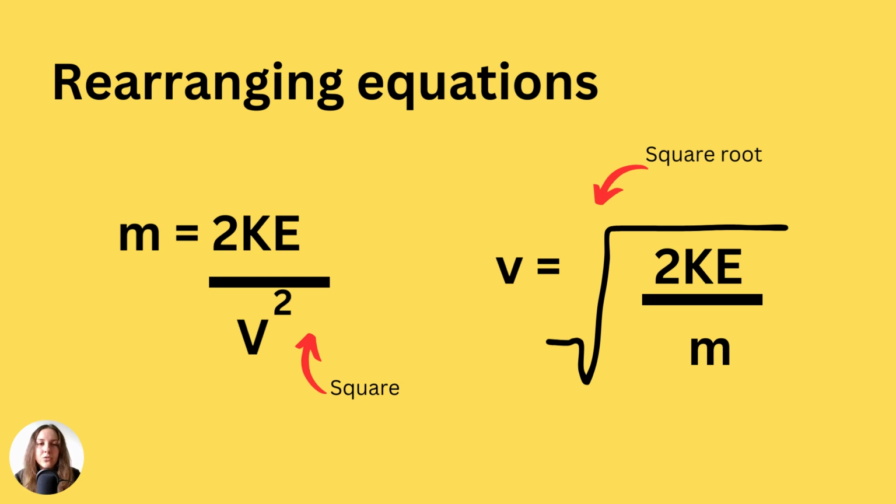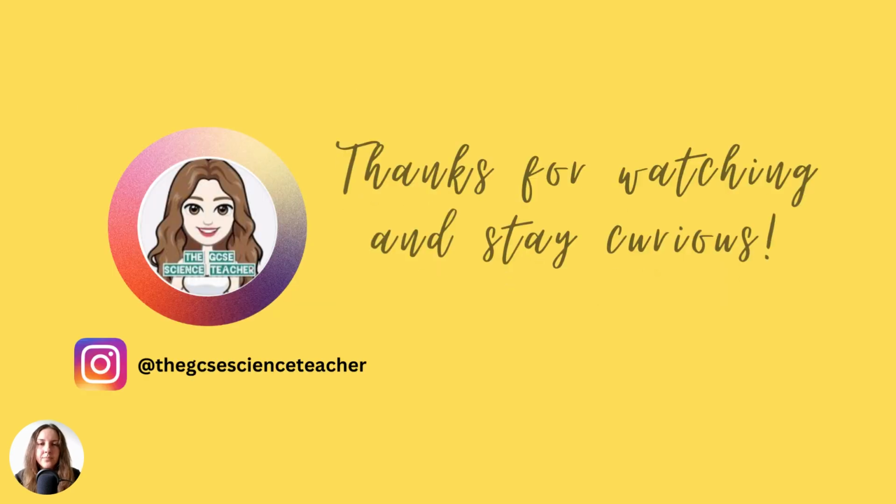So mass equals 2KE, or 2 times the kinetic energy divided by the speed or velocity squared. To get the velocity, however, you need to square root the kinetic energy times 2 over the mass. And one of the bits that students often miss out is the square root. So just be aware of that in the exam.